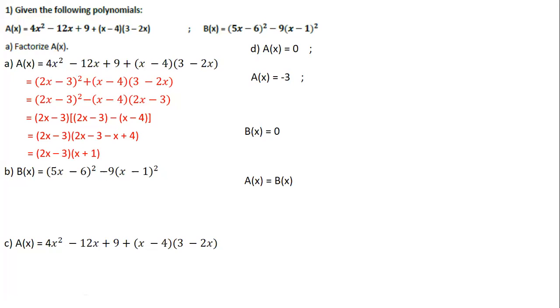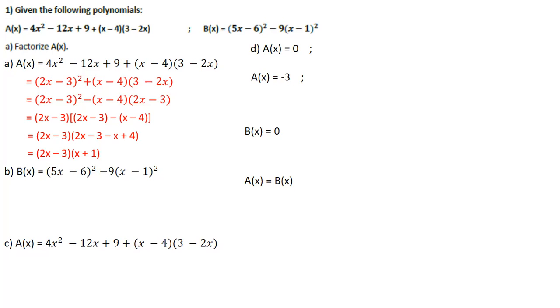We should factorize using what? Remarkable identities. Which remarkable identity do you use? The first, the second, or the third? Second. Which one is the second? a squared minus 2ab plus b squared. Do you see a squared minus 2ab plus b squared here?